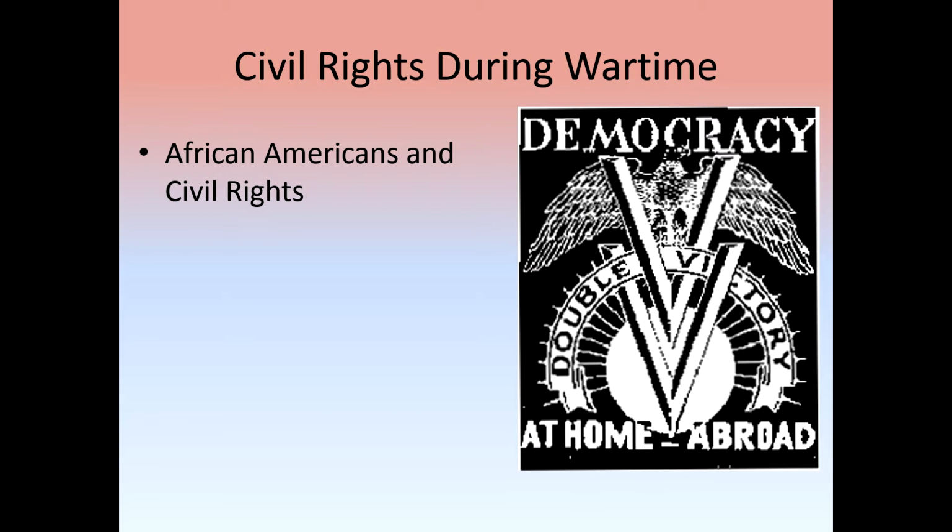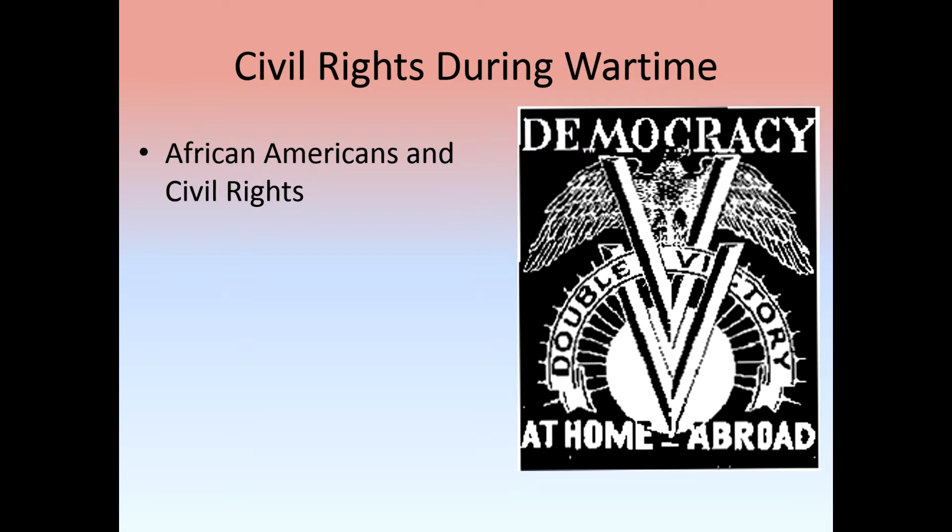All right, civil rights during wartime. African Americans and civil rights is first. Basically, African Americans used the ideals of the war to ask for equal rights at home. The ideology of the war was promising freedom and democracy, but they were fighting for that at home too. So they pledged themselves to what's known as the Double V campaign, or the Double V victory. It meant victory over Nazism abroad and victory over racism at home. So they want two victories, over Nazism and over racism.